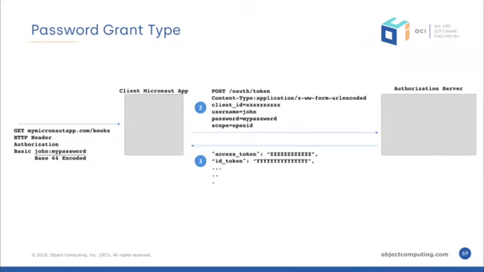So here I have an example where the user sent us the client credentials as a basic authentication. And what I do is I use the password grant type and send those credentials to the authorization server, and the authorization server automatically sends me the access token and the ID token back.